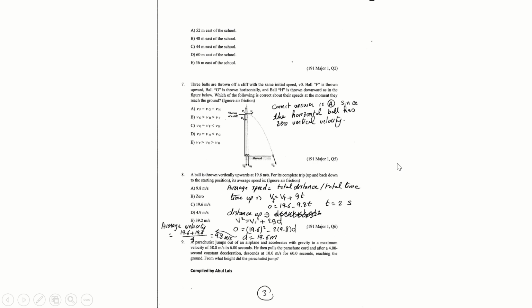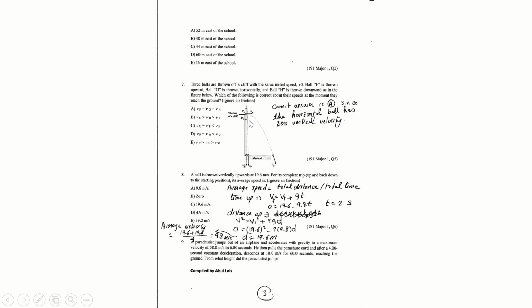Okay, now let's move on to another projectile motion problem, and it says that three balls are thrown off a cliff with the same initial velocity v0. Ball F is thrown upward, ball G is thrown horizontally, and ball H is thrown downward as in the figure below. Which of the following is correct about their speeds at the moment they reach the ground?